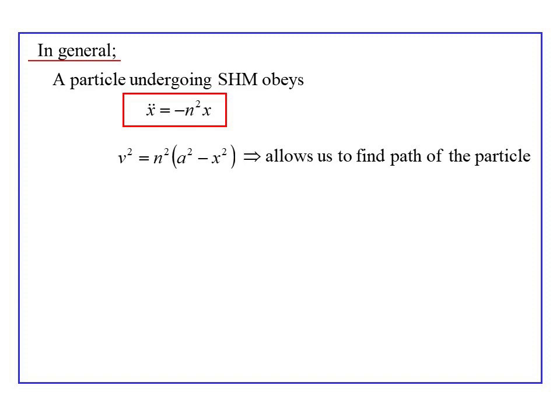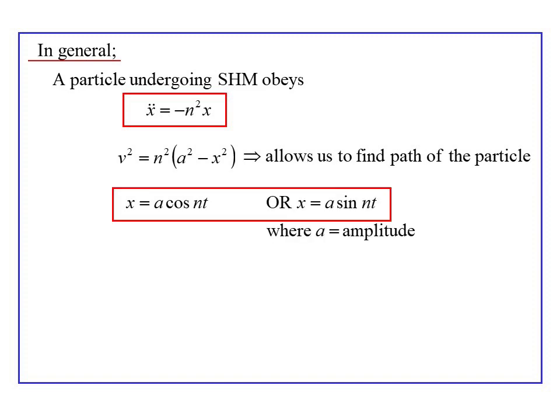That was the one where we said, oh well, v squared is greater than or equal to 0, so that will give us the path of the particle. But then the other thing we know is it's going to be a trig function. So depending on the problem, I know it's going to look like x equals a cos nt or a sin nt, just depending on which one I've picked for the problem.